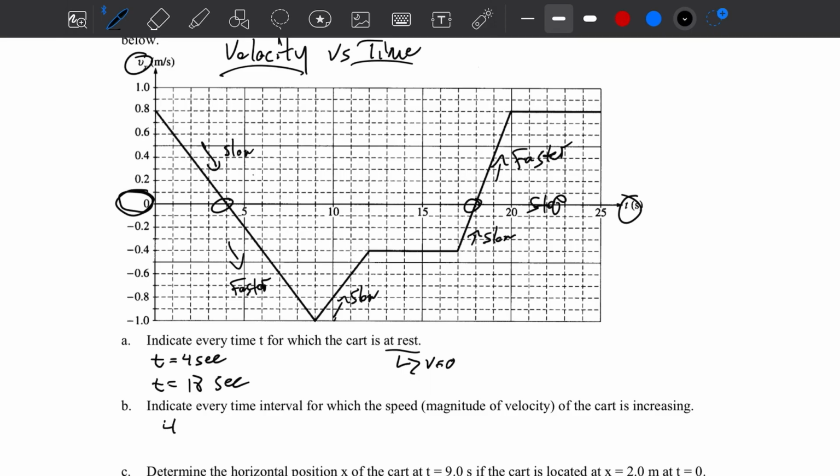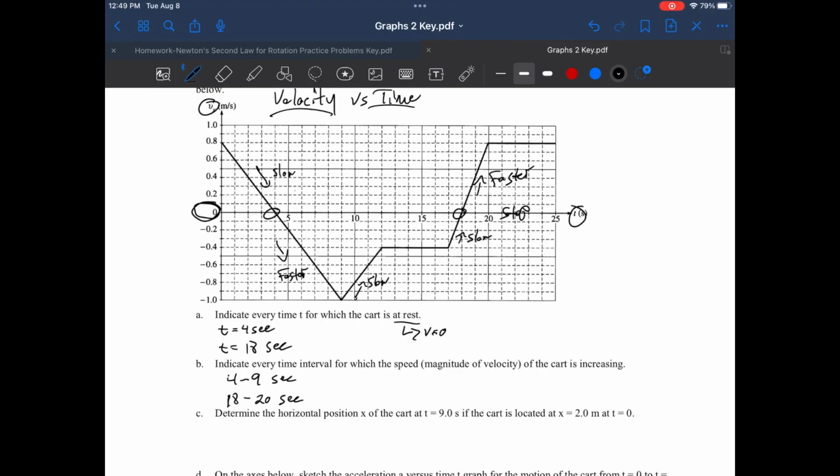So the two line segments look to be 4 to 9 seconds, and then again from 18 to 20 seconds. That's where we're speeding up. We're moving faster. And remember, speed doesn't have direction. When you look at your speedometer in a car, it doesn't tell you which way you're going, it just tells you how fast you're moving.